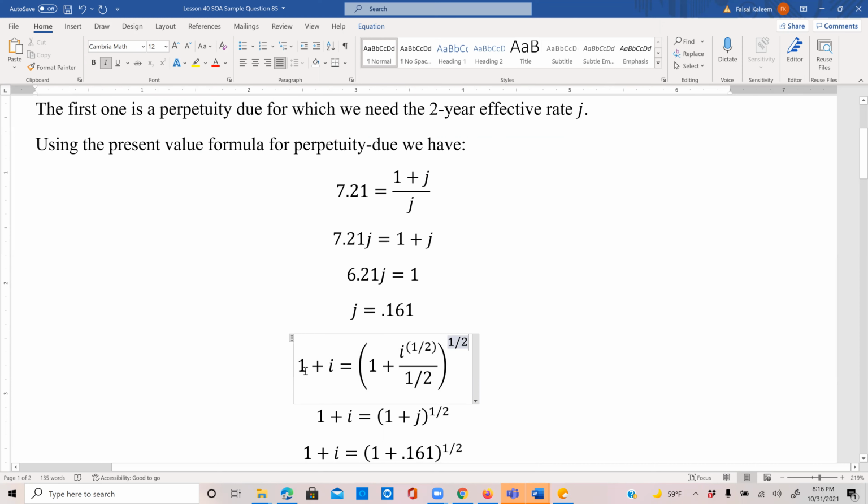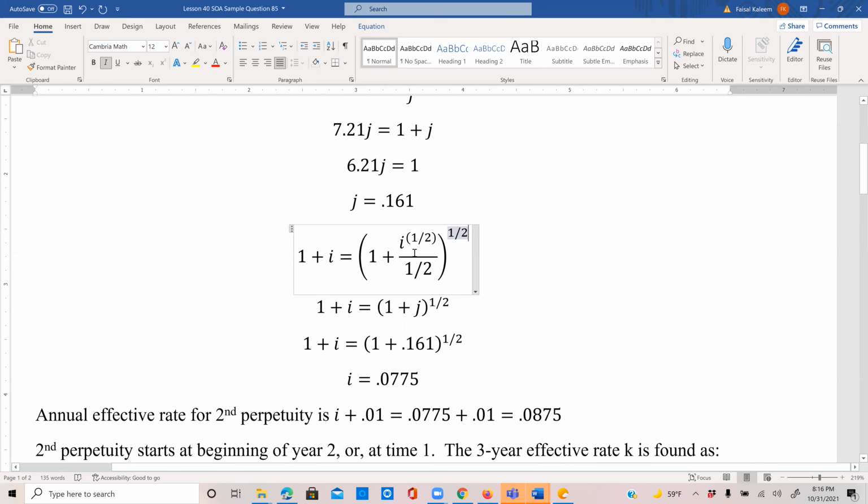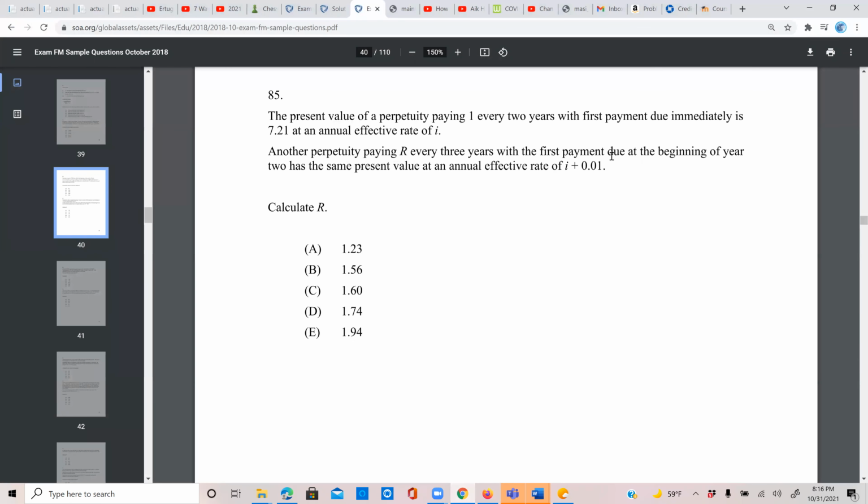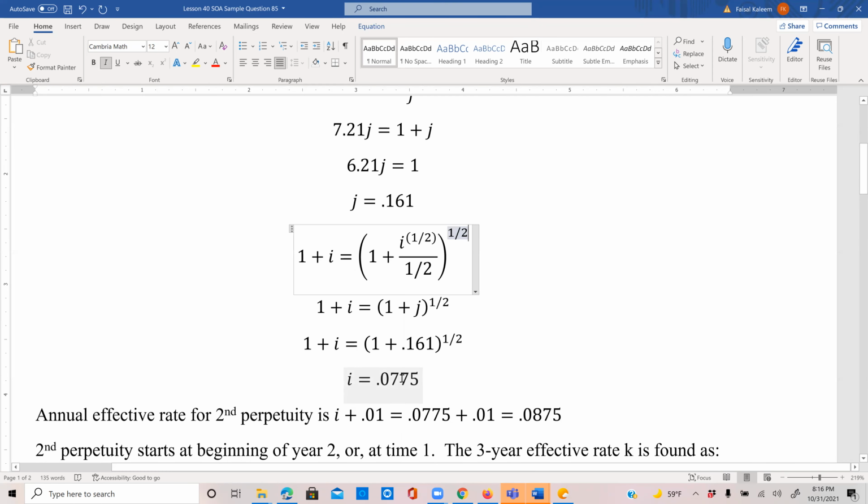And so the equation of conversion is 1 plus I is equal to (1 plus i(1/2) over 1/2) to the power 1/2. And i(1/2) over 1/2 is the J, which we found to be 0.161. So we substitute the J here, work out the right-hand side and then subtract 1, and get I equals 0.0775. And now for the second perpetuity, the annual rate is I plus 0.01, so we add 0.01 to this I and we get 0.0875. And that's the annual effective rate for the second perpetuity.